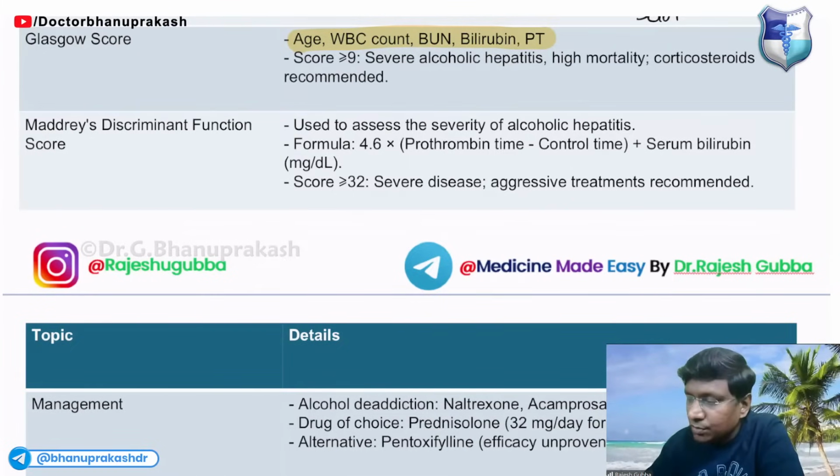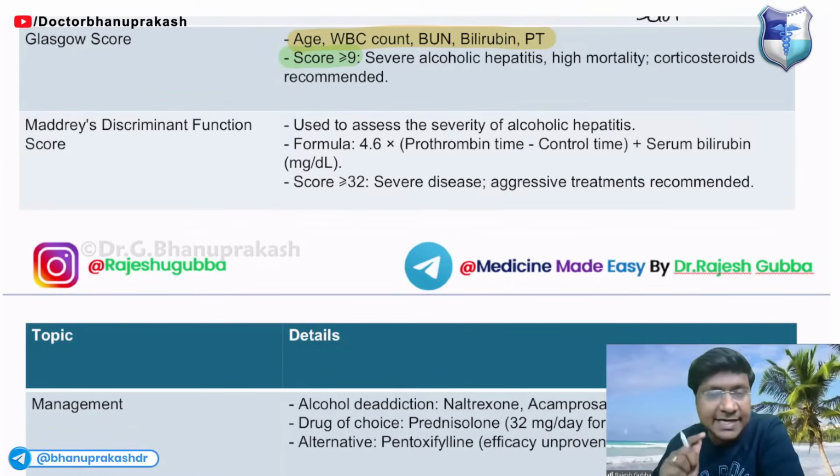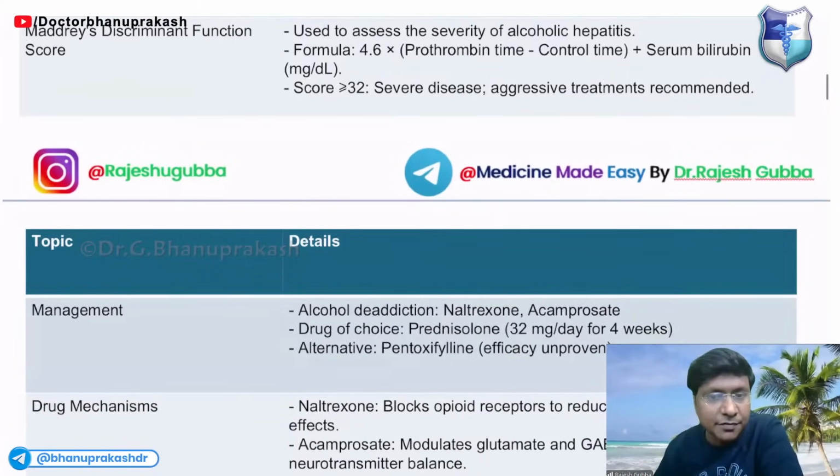And what should be the score to start the treatment? If the score of the individual is more than 9, that is the point when you need to start the steroids. Okay, that is about the Glasgow score. And we have one more important score for the alcoholic hepatitis, that is Maddrey's discriminant function score.